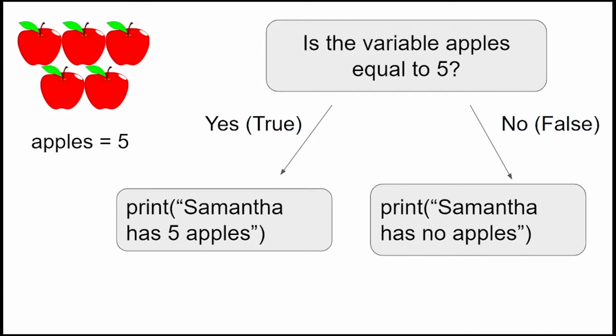Let's say that in the beginning, I had 0 apples instead of 5, and we go through the condition, if apples equals 5. In this case, it would be false, so it goes down to the else, and it would print Samantha has no apples because my condition is false.